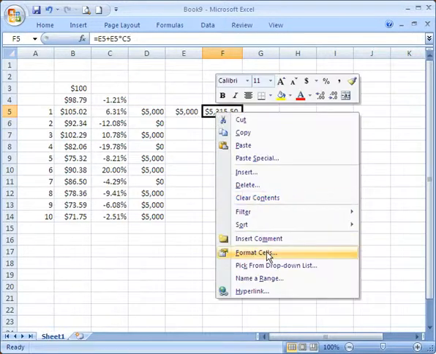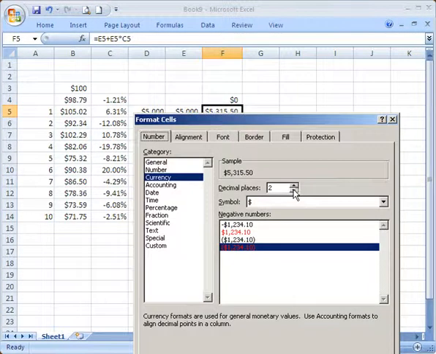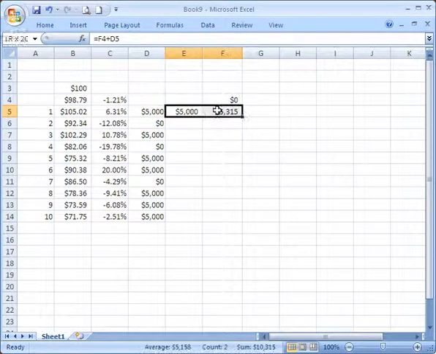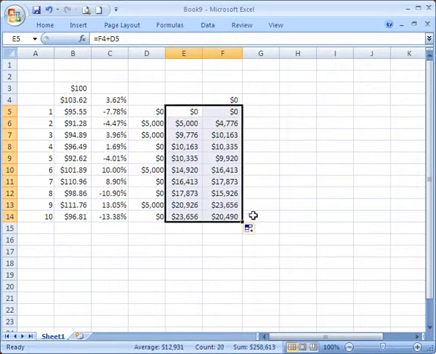Again, for simplicity, I'll reformat this to a dollar amount with no decimal places, and then see what happens over the course of the 10 years. Here's a total investment of $20,000 that doesn't rise much at all, just to $20,490. As we hit F9, these numbers will change.